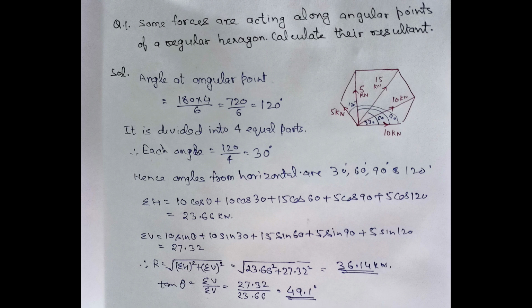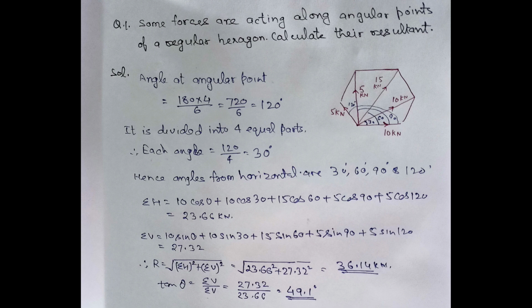Now since the figure is a regular hexagon, you can see in the diagram we have 1 2 3 4 total 4 triangles. So total angle of these triangles will be 180 multiplied by 4, that is 720. Now this 720 degree angle is equally divided by 6 number of sides, that is 720 by 6, that is 120 degree. So in this way we can find out the angle at angular point. The angle of angular point is 120 degree.